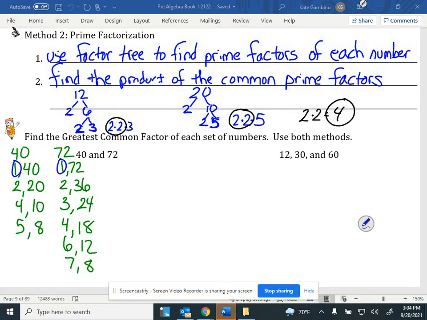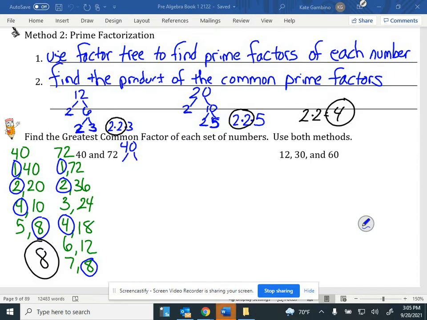1 and 1, 2 and 2, 4 and 4, 8 and 8. And those are the only factors that they share. Then I look for the greatest of those factors, and I see the biggest common factor that they share is 8. I'm going to do the same thing, but doing it with the factor tree.